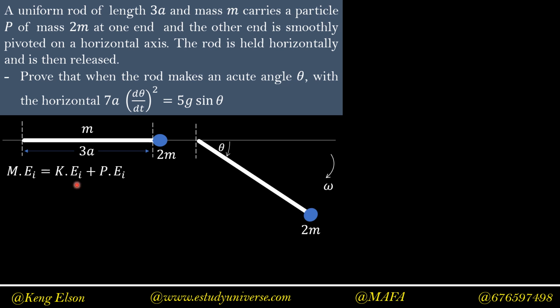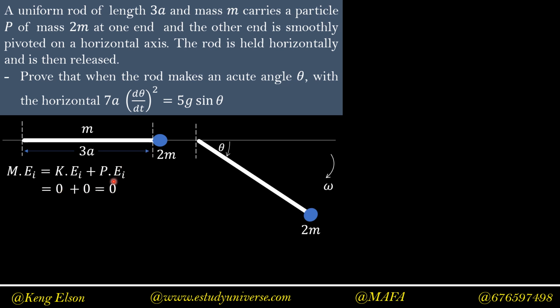All right, so kinetic energy, we derived it as basically half times the moment of inertia of the system times the square of the angular velocity. But since initially it was not rotating, the angular velocity is 0. That's why the kinetic energy is 0.